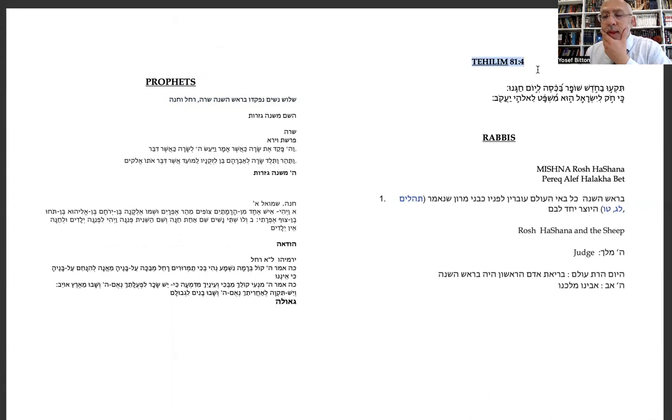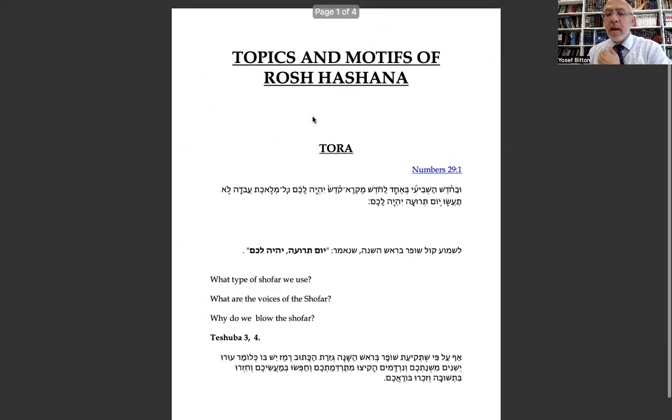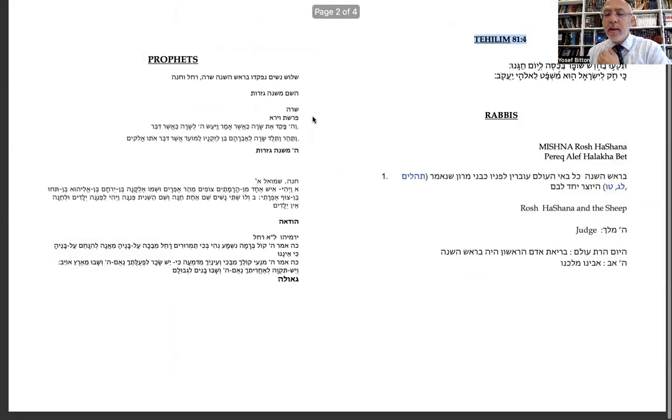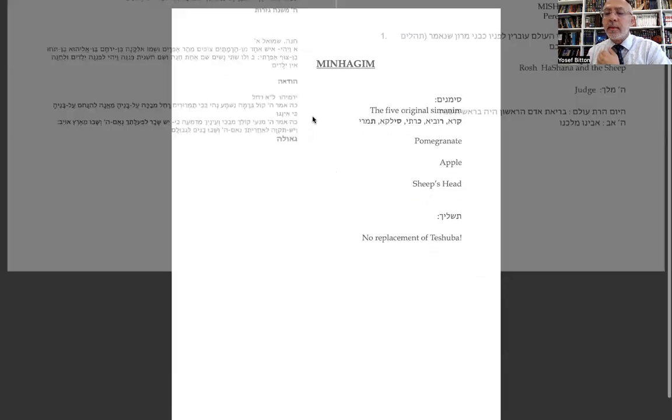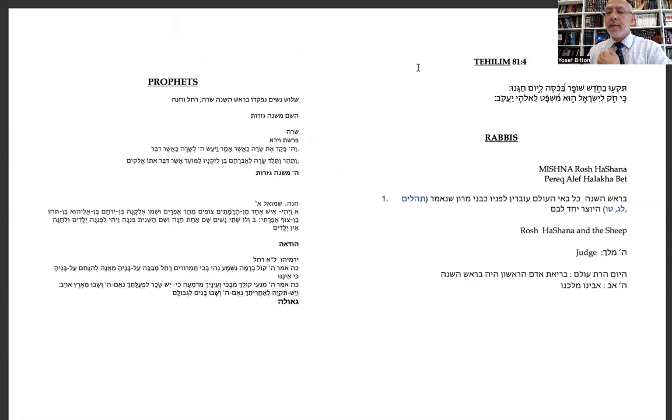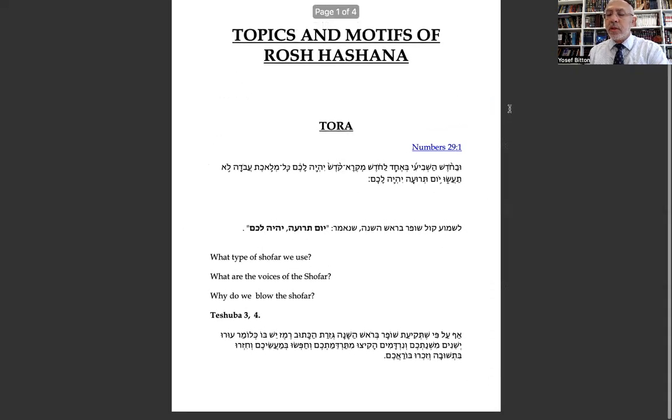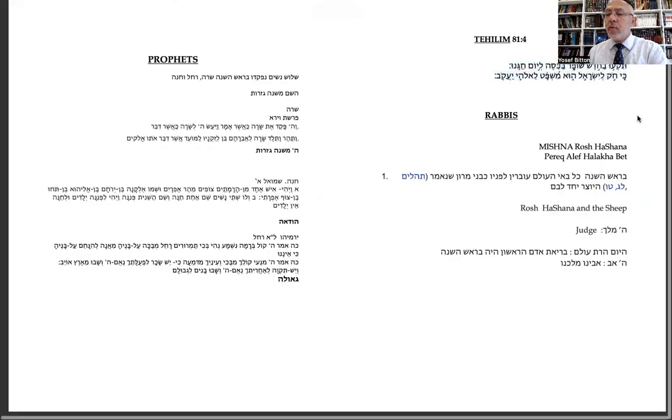Okay, now we go to Tehillim. What do we have in Tehillim about Rosh Hashanah? Okay, here. So let's focus on this page. Tehillim 81. This is a mizmor that we actually read seven times before the shofar. So it says, "Tik'u". This is one pasuk of the mizmor, the most essential one. "Tik'u bachodesh shofar, bakeseh leyom chageinu," which is: blow the shofar.